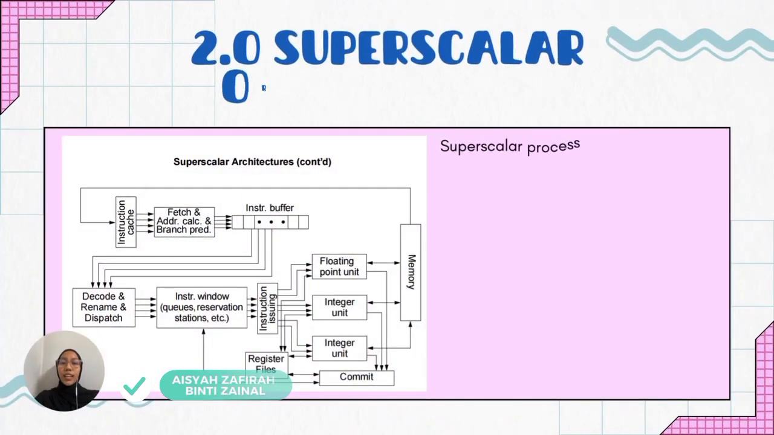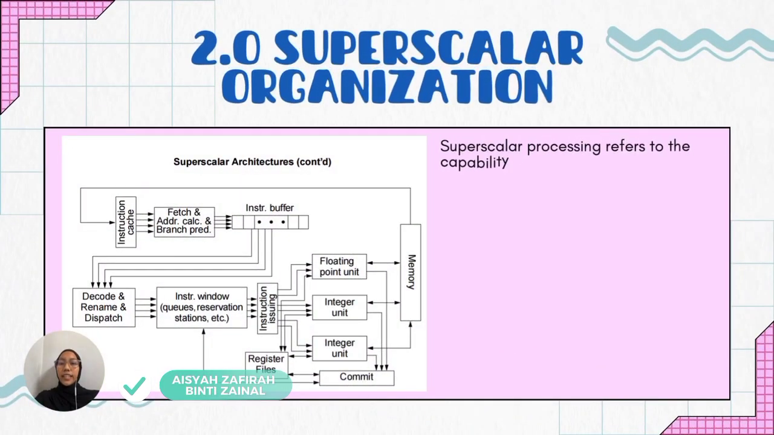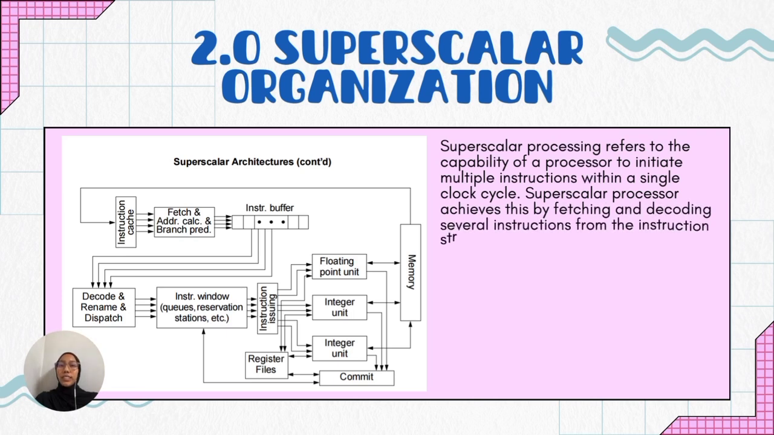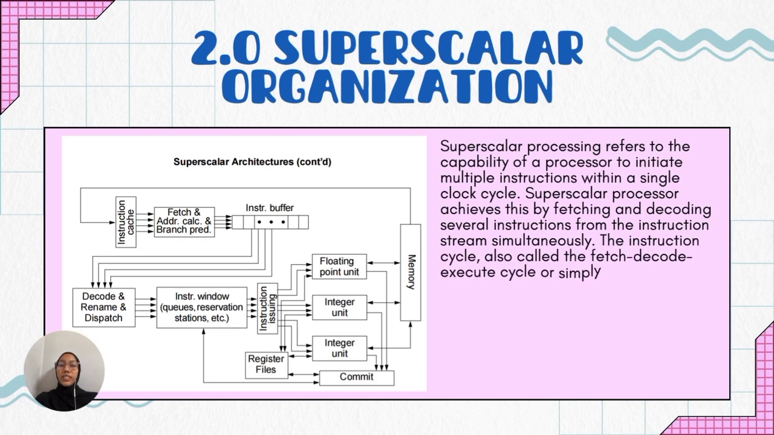2.0 Superscalar organization. This is the diagram of Superscalar architecture. Superscalar processing refers to the capability of a processor to initiate multiple instructions within a single clock cycle. Superscalar processors achieve this by fetching and decoding several instructions from the instruction stream simultaneously.